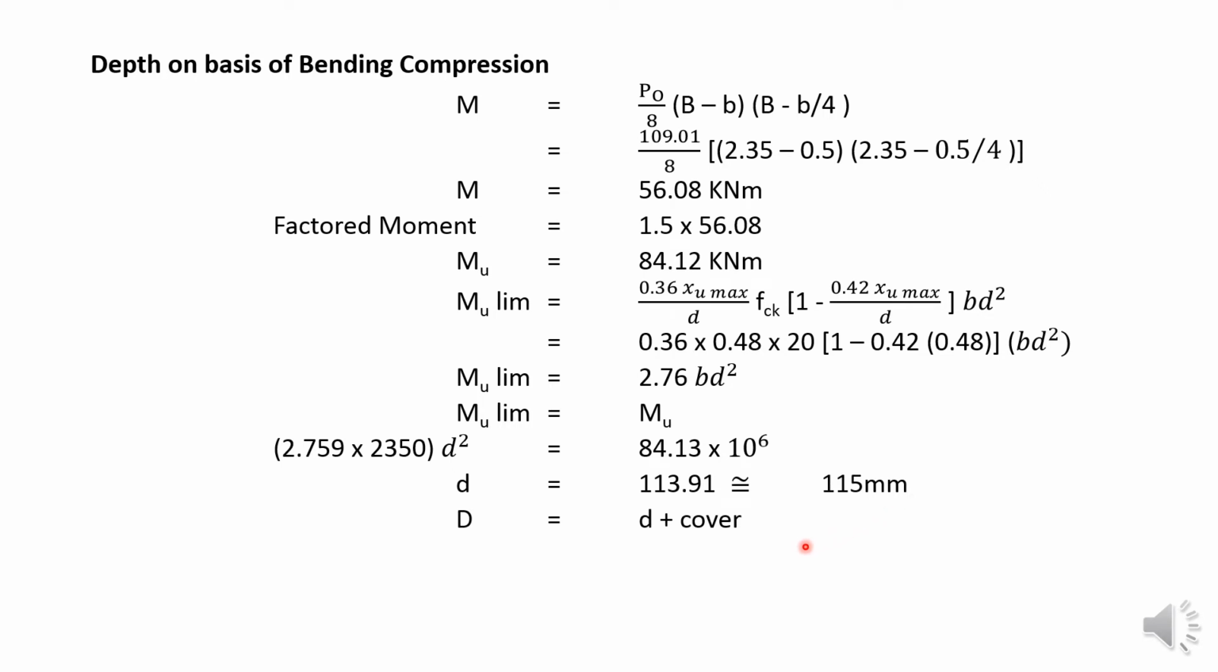So the overall depth of the footing is equal to d plus cover. For a footing we have to provide a 60 mm cover. So the overall depth D is equal to 175 mm.